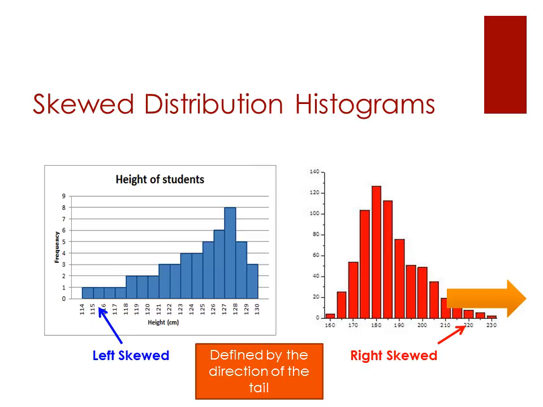So again, when you're looking at these and deciding on the direction of the skew, pay attention to the direction of the tail and think of that as being the small pieces of data that are altering the shape of the overall distribution.